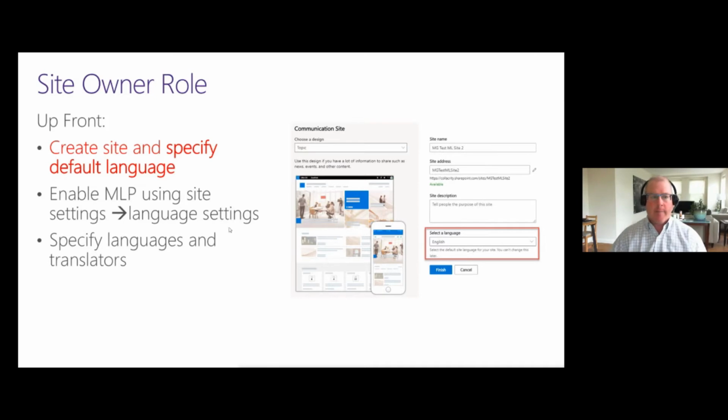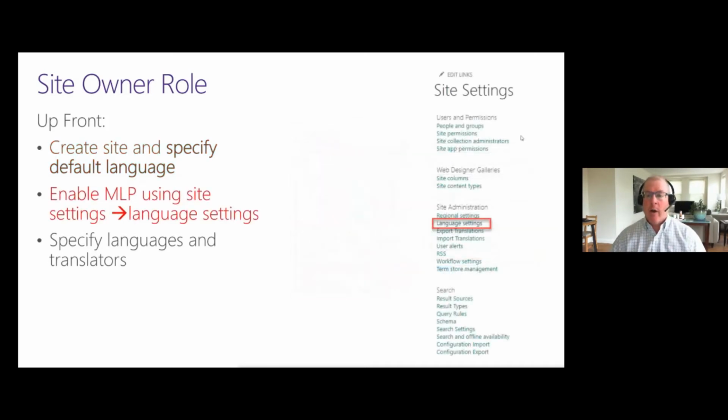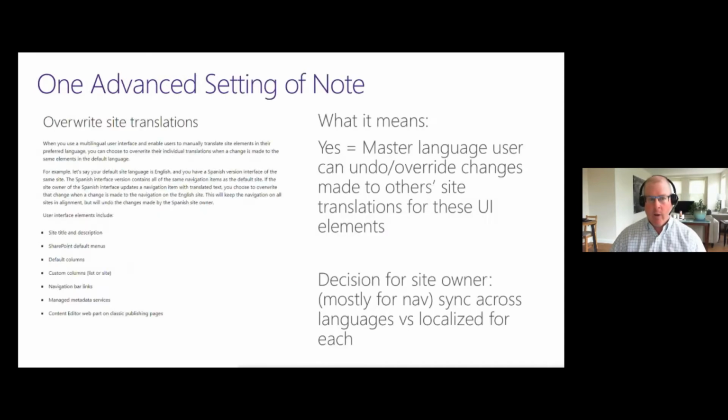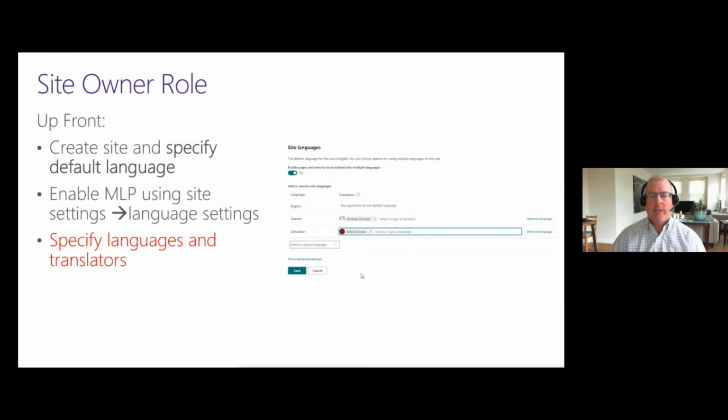The second is for a site owner, going into site settings, language settings, and it opens up this screen. When I toggle the enable pages and news to be translated to on, I see the rest of the screen. So I have the ability in here, the dialog, to add or remove site languages and identify translators. I can remove languages from here, and there's one advanced setting that merits a quick conversation. In that advanced setting, it doesn't show it here.